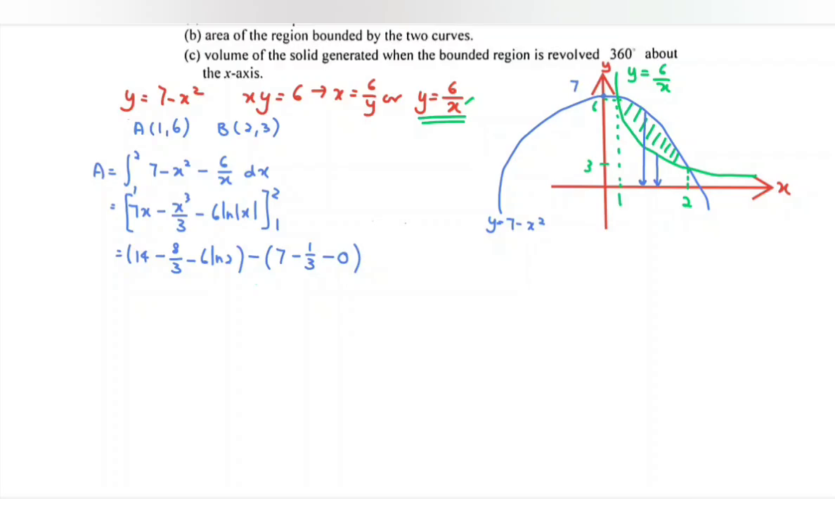Next, by using the calculator, 14 minus 8 over 3, minus 7 plus 1 over 3, and we will have the area, which is 14 over 3 minus 6 ln 2. Or, if we refer to the calculator, 0.5078 unit square.